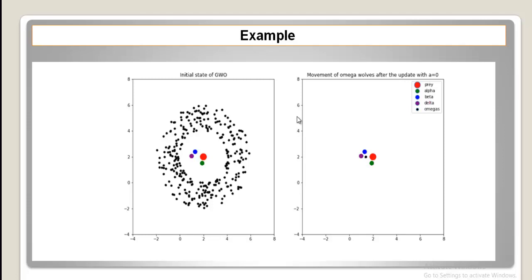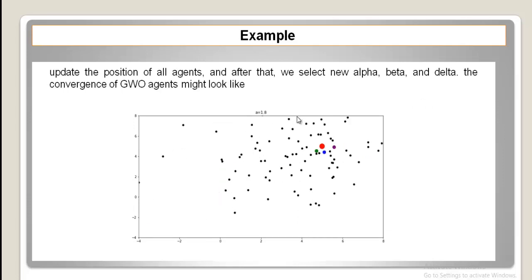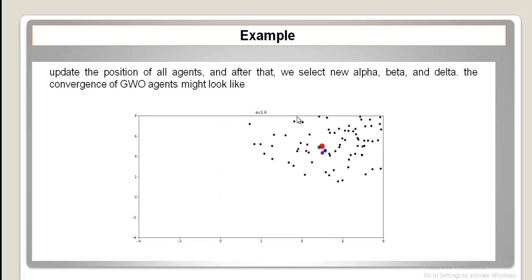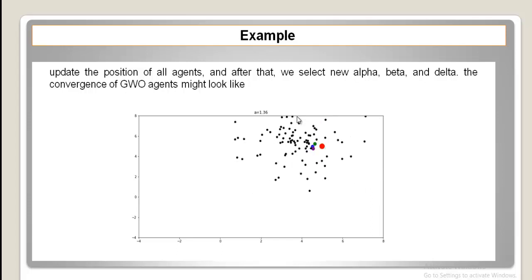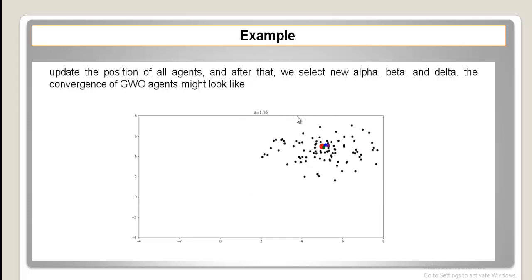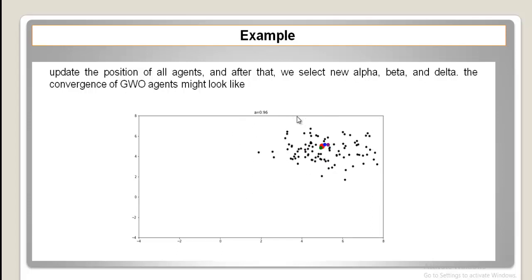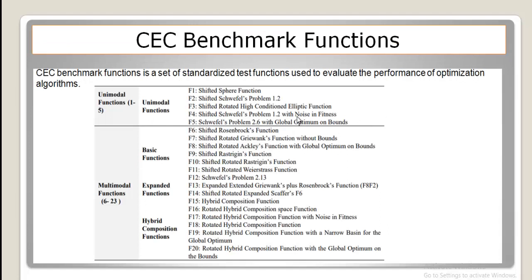The CEC benchmark function outlines a set of standardized test functions that is being used to evaluate the performance of optimization algorithms. These benchmark functions are categorized into different types based on their characteristics and complexity.